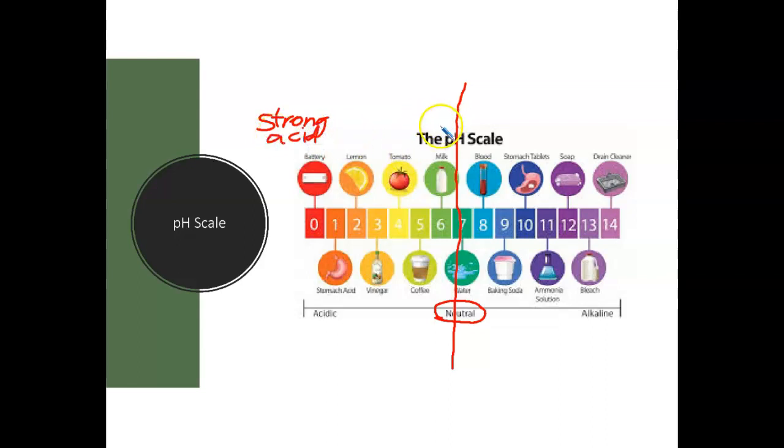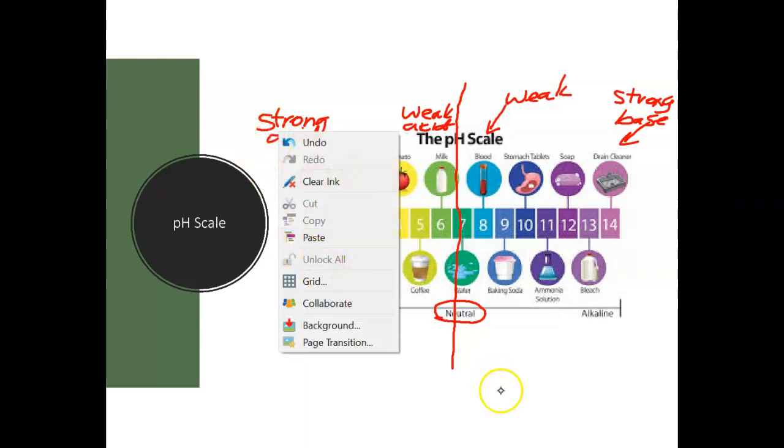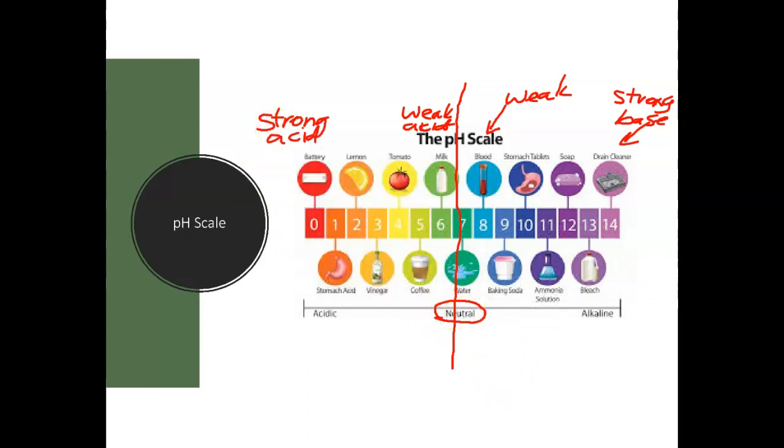Okay, and then up here, like around 7, these would be considered weak acids. But they're still acids. And similarly, when you get down to this end over here, these are strong bases, and over here would be a weak base. So the higher the pH on the base side, the stronger the base. The lower the pH on the acid side, the stronger the acid. Okay, and then if you're in the middle, it's considered neutral.